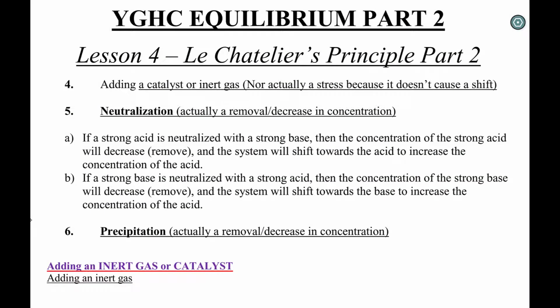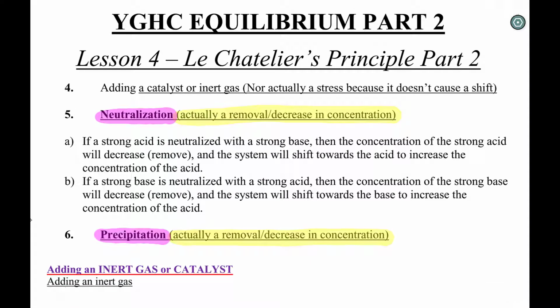In today's lesson, we're going to look at 3 additional types of stresses. However, 2 of the stresses we are going to look at actually fall under an addition/removal scenario. I just take them out as their own stress because I find that students really struggle with the concept of what would happen in a Le Chatelier's principle question if there was a neutralization or if there was a precipitation. Now, the other one we're going to look at is the addition of a catalyst or an inert gas.